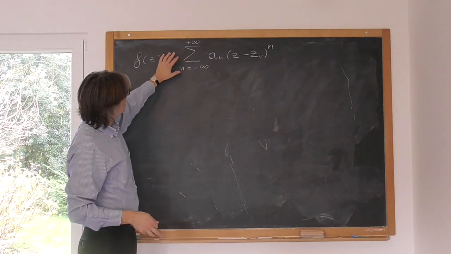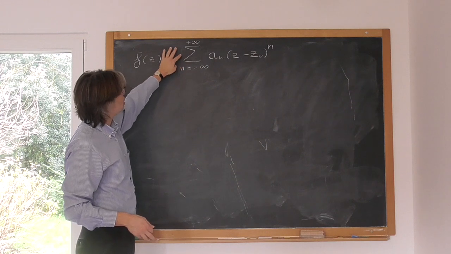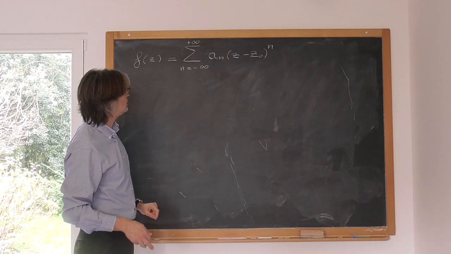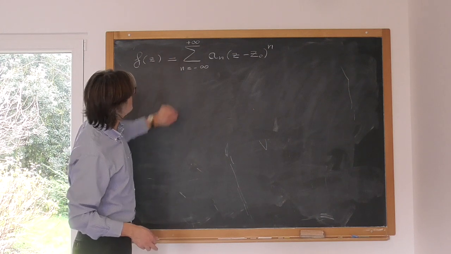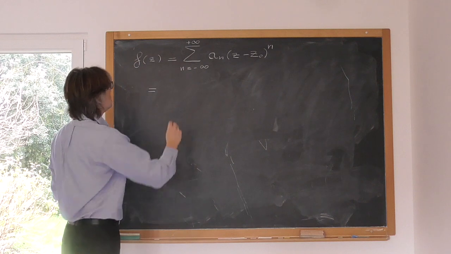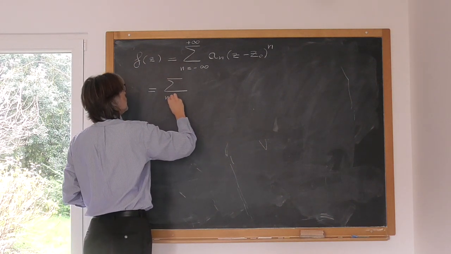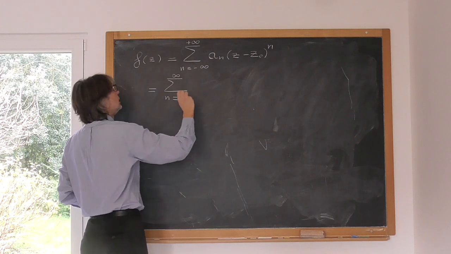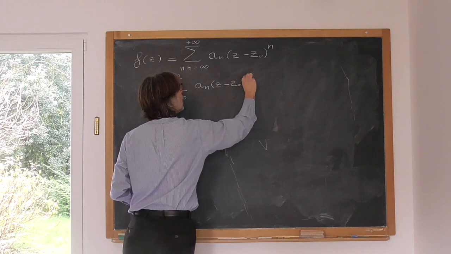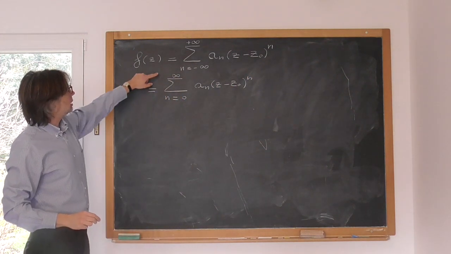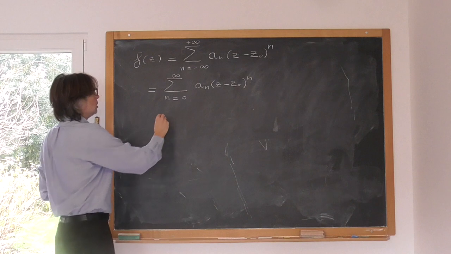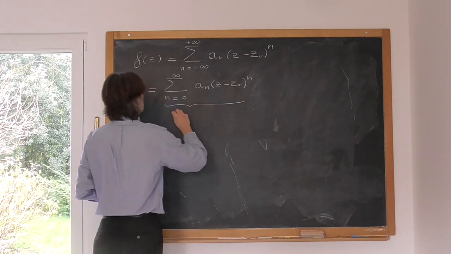First of all, we have to understand exactly what it means for such a series to converge. Because this is actually an infinite sum. It's not, strictly speaking, a series. By definition, we mean just, so we split this sum into two sums. We first have the sum n going from 0 to infinity, a_n (z minus z0) to the n. We are taking the non-negative indices n. So this sum builds what is known as the regular part.